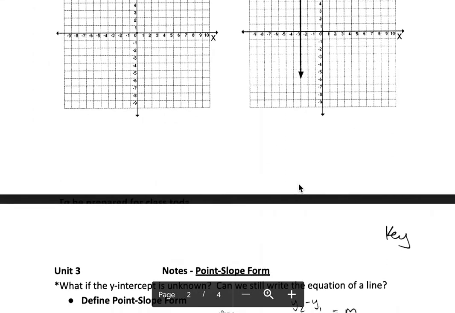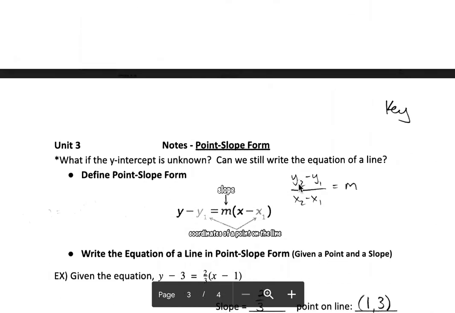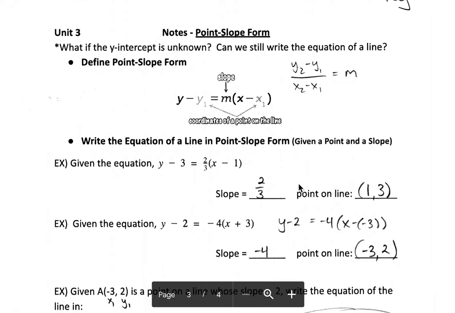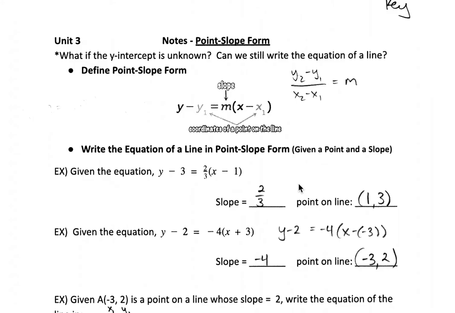All right, so that was slope-intercept form. Let's switch gears a little bit and talk about point-slope form, which is just a different variation, a different way that we can write a line. The point-slope form could be derived from the slope formula.